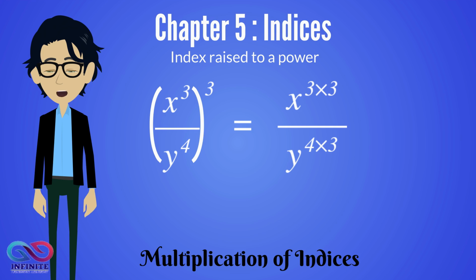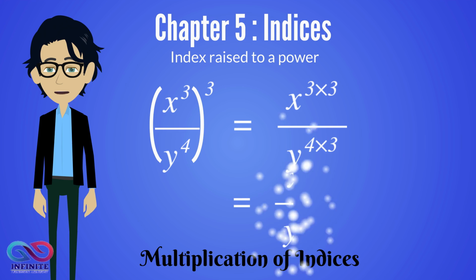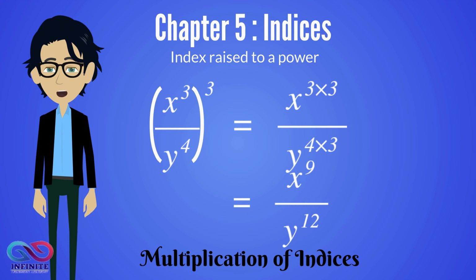Now multiply the index notations together. Your answer will be x to the power of 9 divided by y to the power of 12.